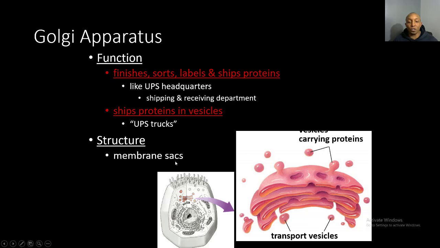And the structure are these membrane sacs. So if you notice, we see these membrane sacs. And we have these vesicles that come from that Golgi apparatus. And their job is to carry those proteins and transport those proteins to different parts of the cell.